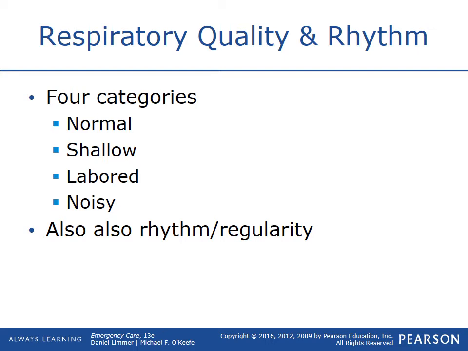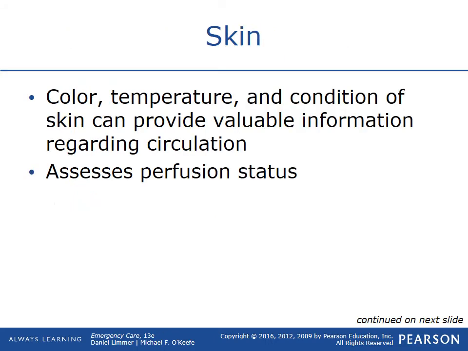So checking that rhythm and regularity also. Just as the same tempo you want to check for a pulse rate, you want to do that with the respiratory rate too, to see if it's regular, if they're breathing really fast, then they slow down, things like that. Checking that skin, color, temperature, and condition is going to be a very pertinent finding regarding the patient's perfusion and circulation status.